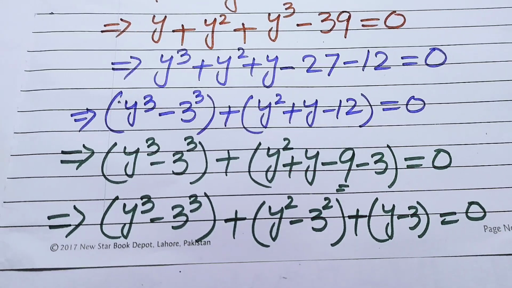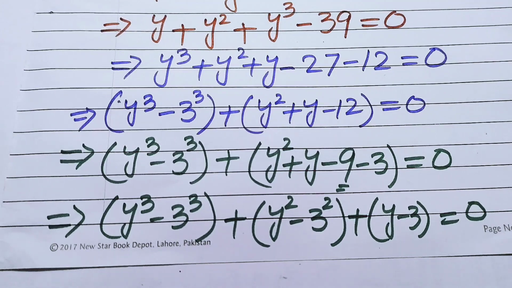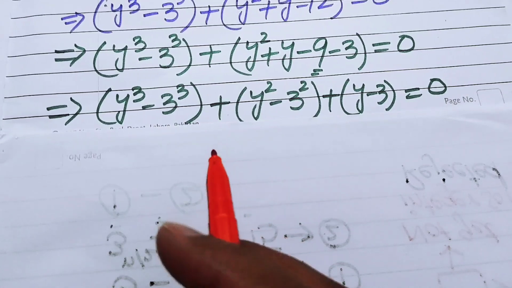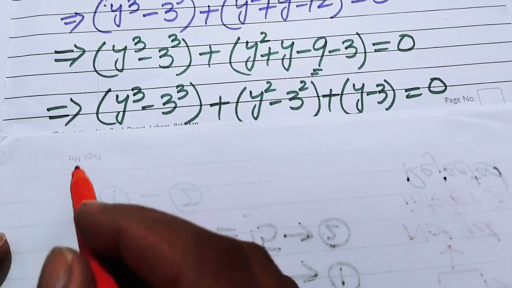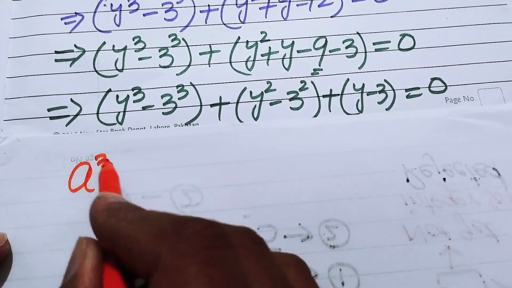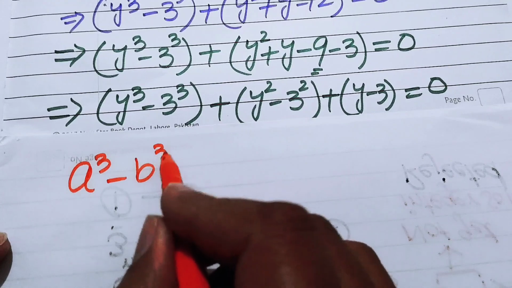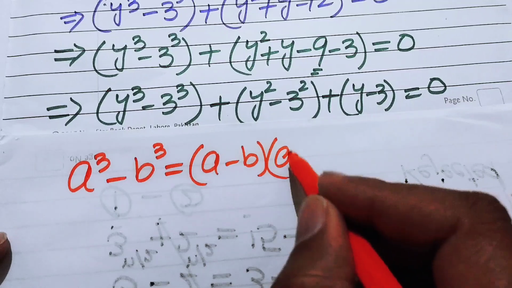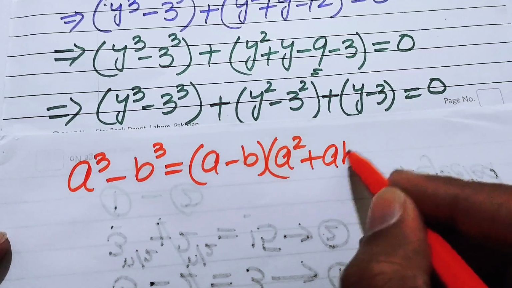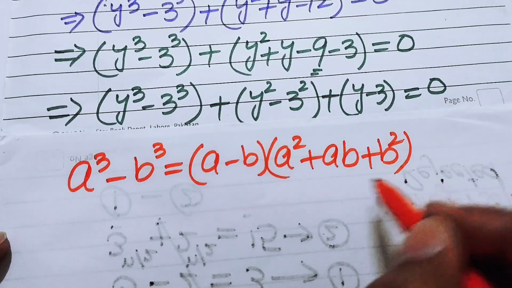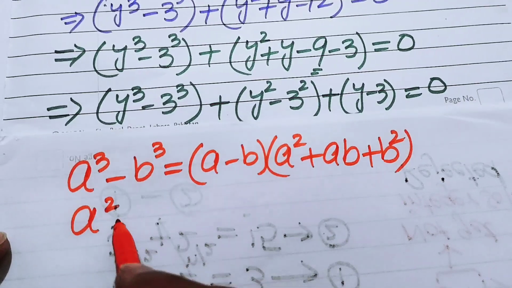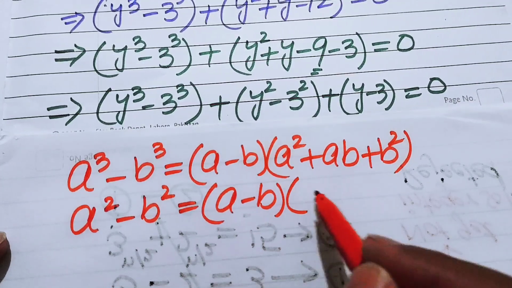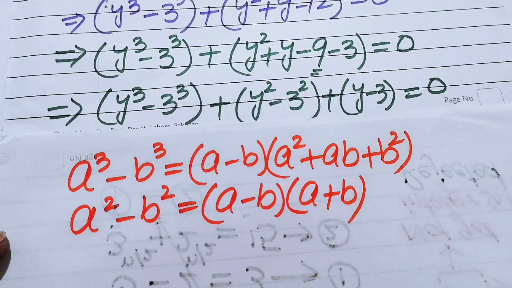So now we can make the factors of this equation. In the next step we need two formulas, one is cubic and the other is square. So first I can write the cubic formula, and you know that if we have a cubed minus b cubed, it equals a minus b times a squared plus ab plus b squared, and our square identity is a squared minus b squared equals a minus b times a plus b.